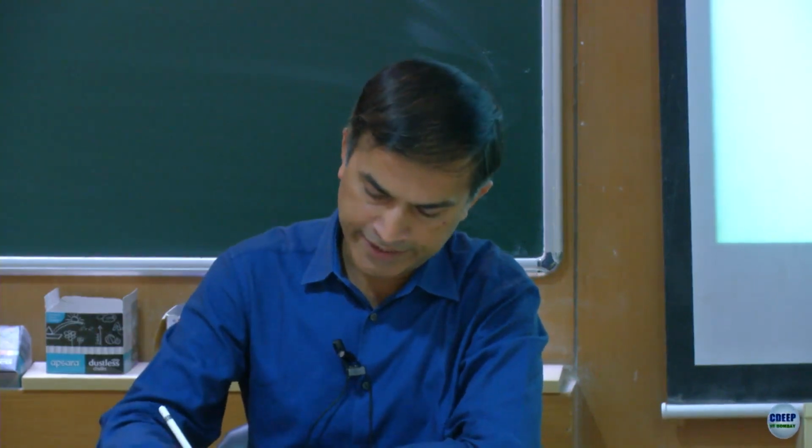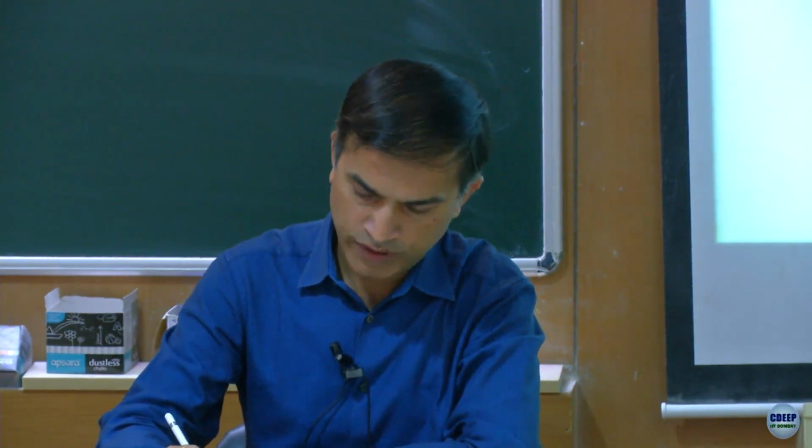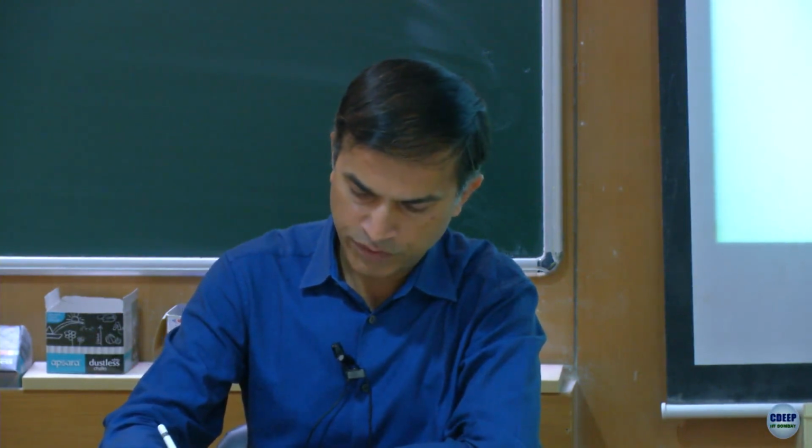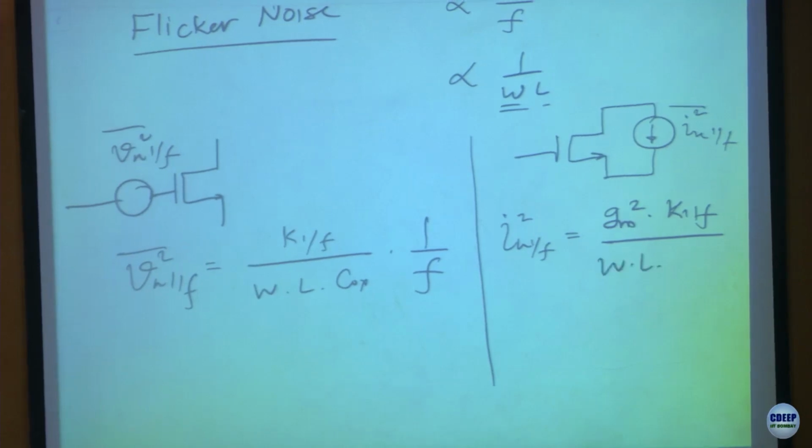When we look at In square 1/f, there you would have a transistor and you would have the flicker noise 1/f. And what does that look like? It will just get multiplied by gm square, okay, because it's on the other side. So it's going to be gm square K 1/f divided by W L Cox f. Okay, is that clear?